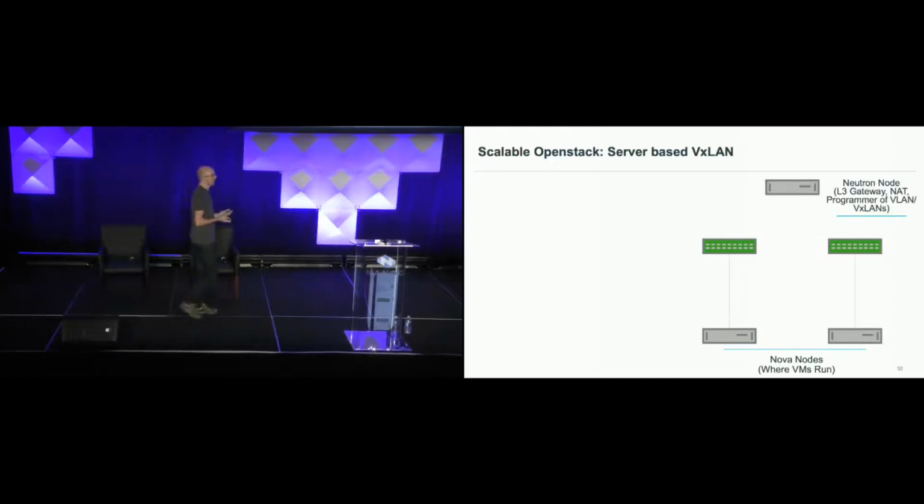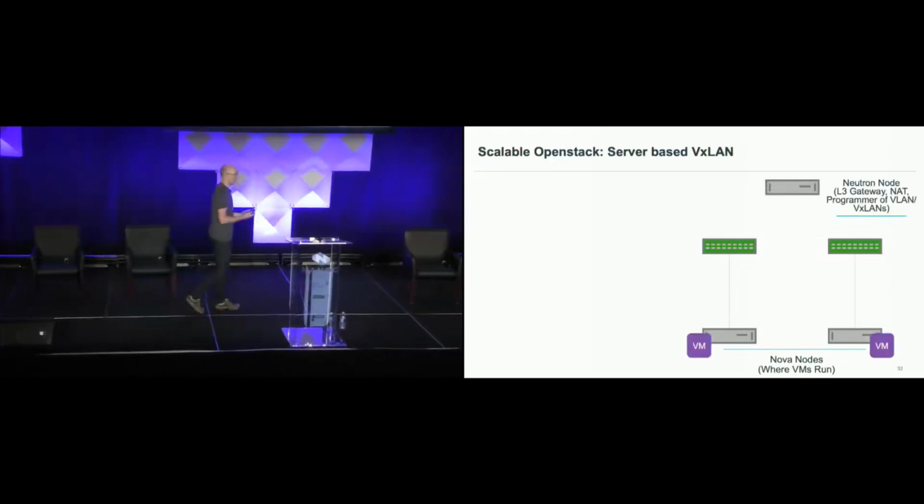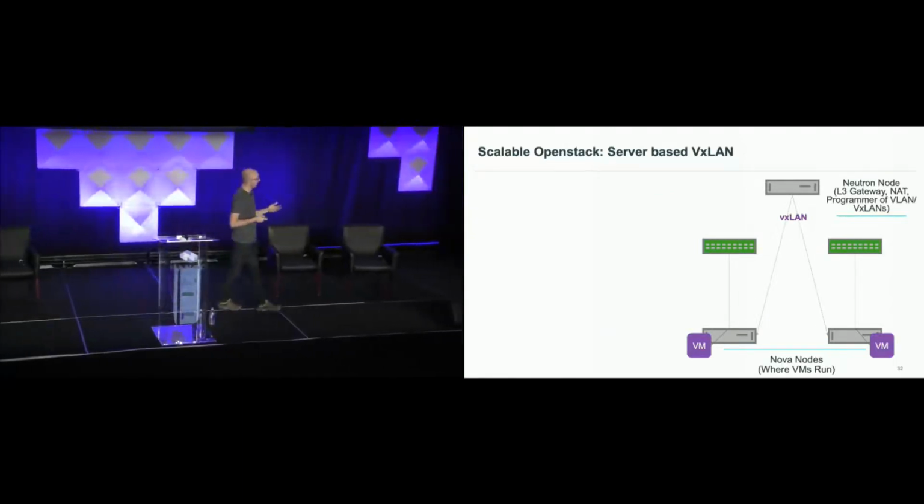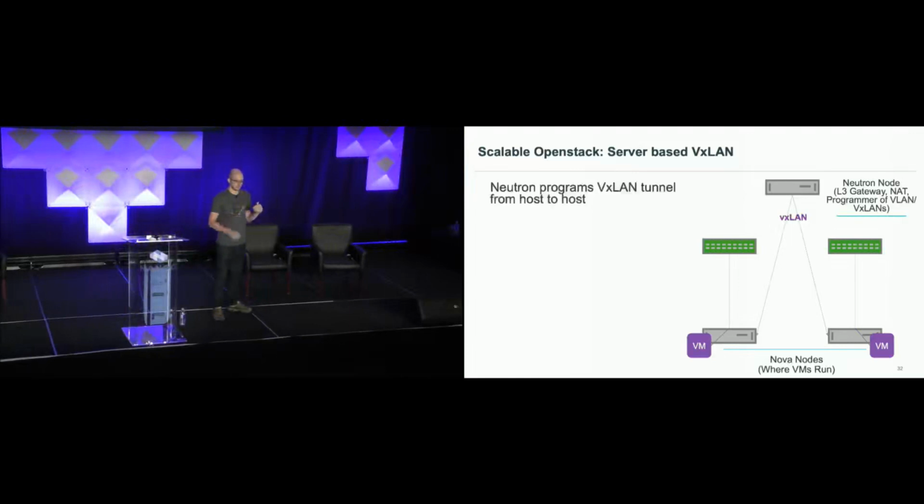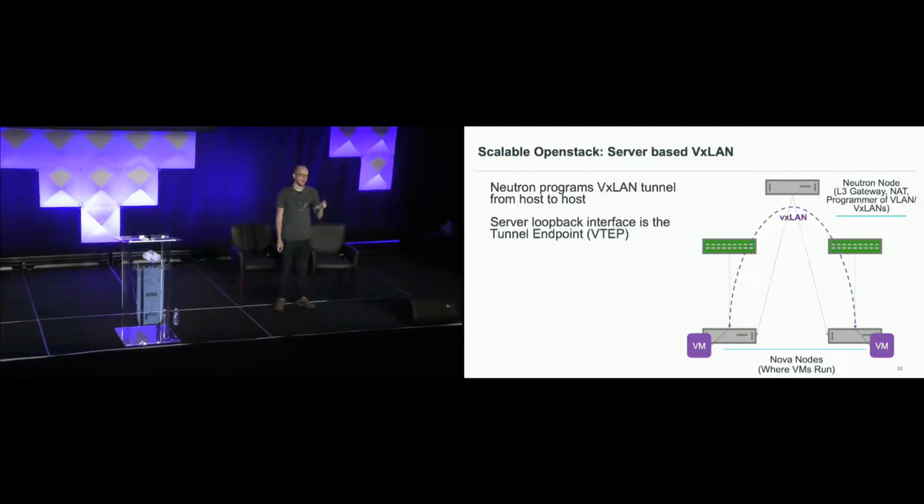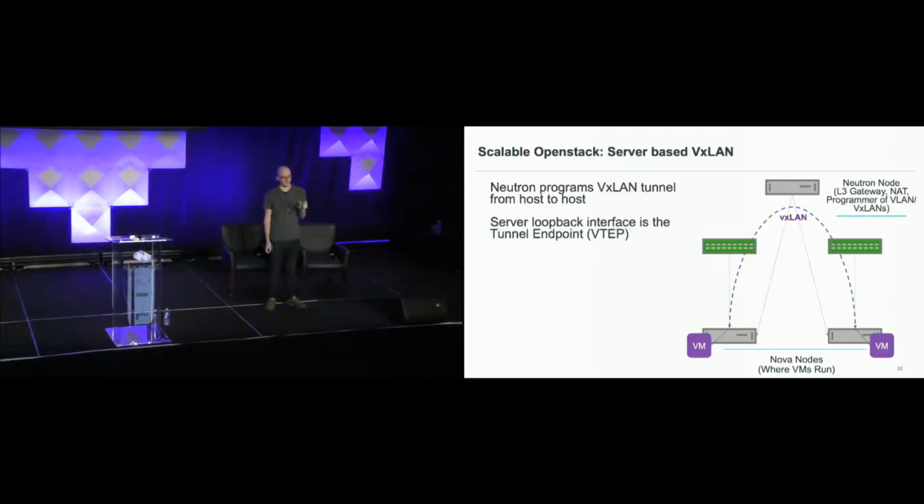So what happens in this scenario is, again, I provision a VM. I allocate the local segment for that VM within the hypervisor. And Neutron also understands VXLAN. And so the Neutron node will not only provision that VLAN from the VM, but it'll provision a VXLAN tunnel for it that goes from server to server. The server loopback interface, that /32 that we just talked about, is the VTEP, or the VXLAN tunnel endpoint. That's the endpoints of the VXLAN tunnel.